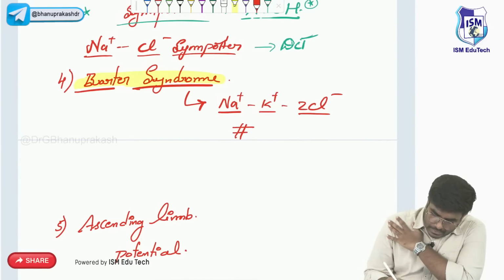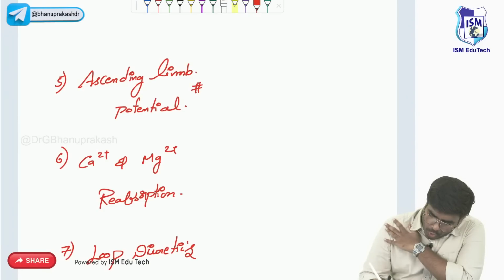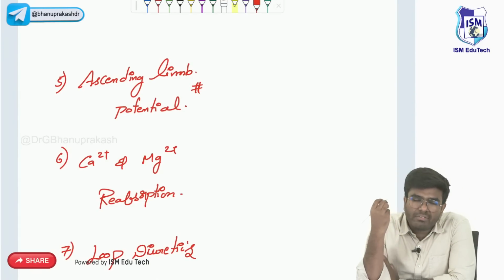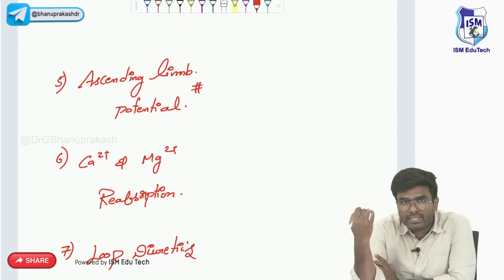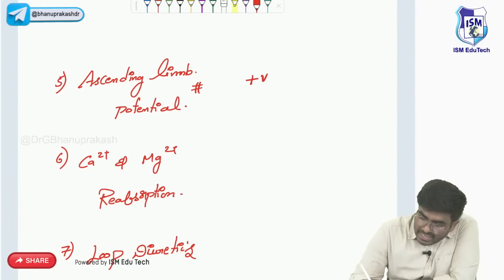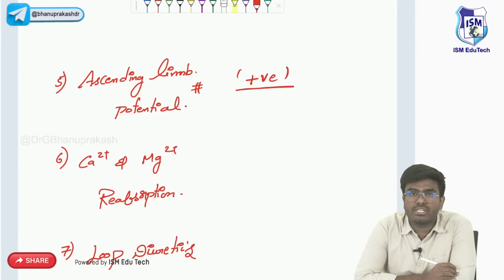Okay. Now a few more important points regarding the ascending limb of loop of Henle. Yes, it is having sodium potassium 2 chloride importer. It's a diluting segment. Ascending limb of loop of Henle, it's having which potential? Inside the lumen, it's having a positive charge. In the ascending limb of loop of Henle, there is a positive charge present.